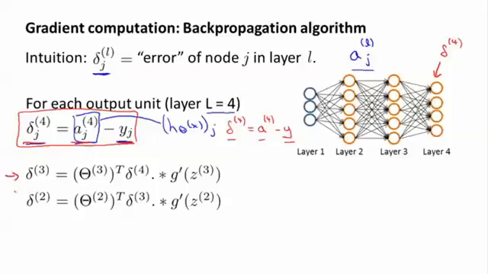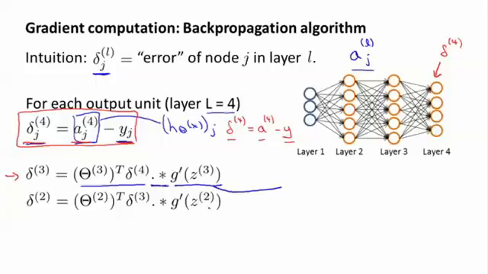Here's the formula for computing delta 3. Delta 3 is equal to theta 3 transpose times delta 4, and this dot times is the element-wise multiplication operation that we know from MATLAB. So theta 3 transpose delta 4 is a vector, g prime of z3 is also a vector, and so dot times is an element-wise multiplication between these two vectors. This term g prime of z3, formally, is actually the derivative of the activation function g evaluated at the input values given by z3.